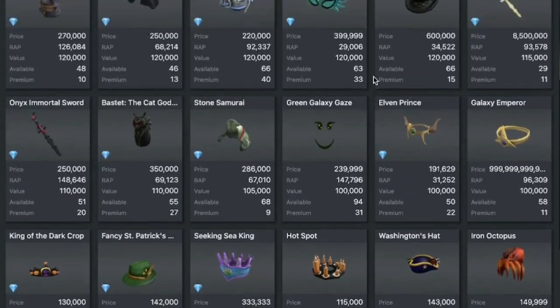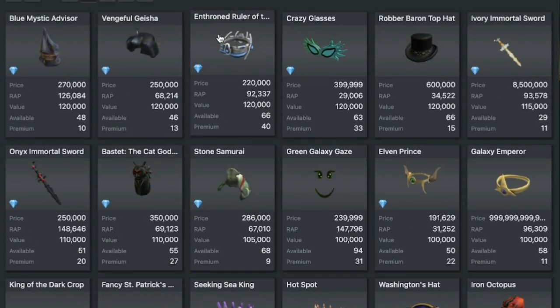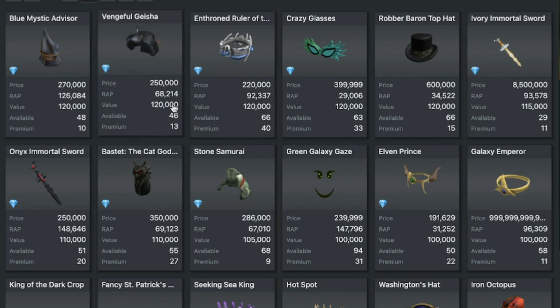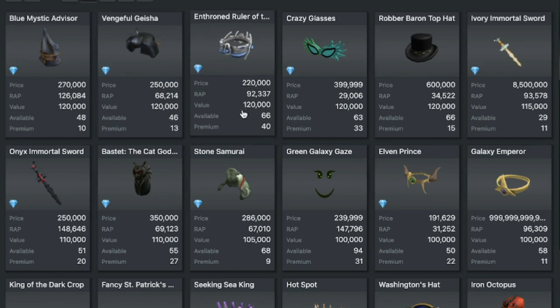But yeah, so as you can see, we have plenty of examples of rare items. An example right here, we have Nth, which is also known as Enthroned Ruler of the Universe. It is a rare item. It has around 66 available copies and quite a decent amount of premium. But as you can see, most of these rares are pretty expensive. I mean, Enthroned Ruler of the Universe is worth 120 value.